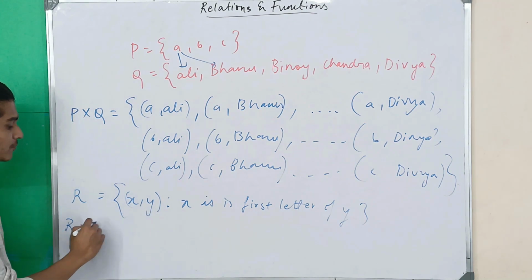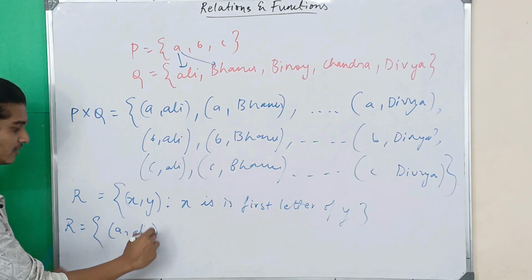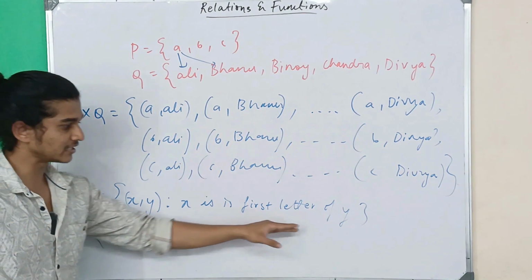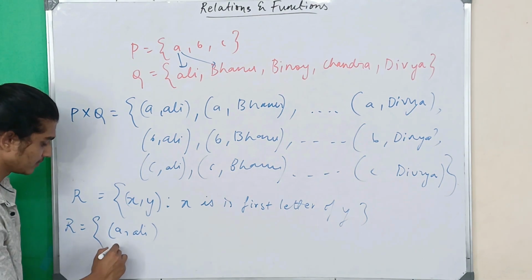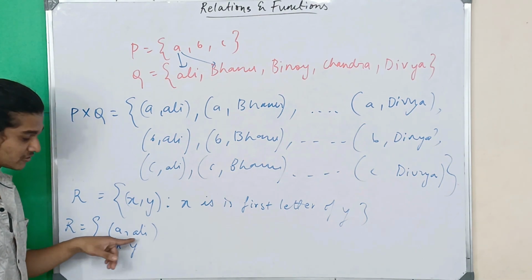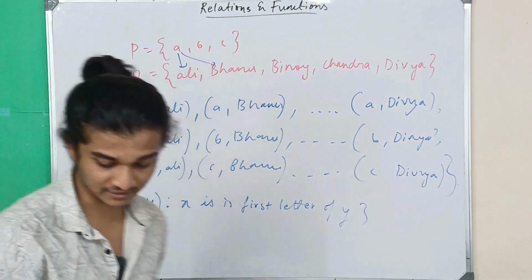So what are all the elements which you can put in this set? You can put A Ali, because the set says x is the first letter of y, so this is x, this is y. So basically x should be the first letter of y. A is the first letter of Ali. So we're supposed to find these kind of elements.